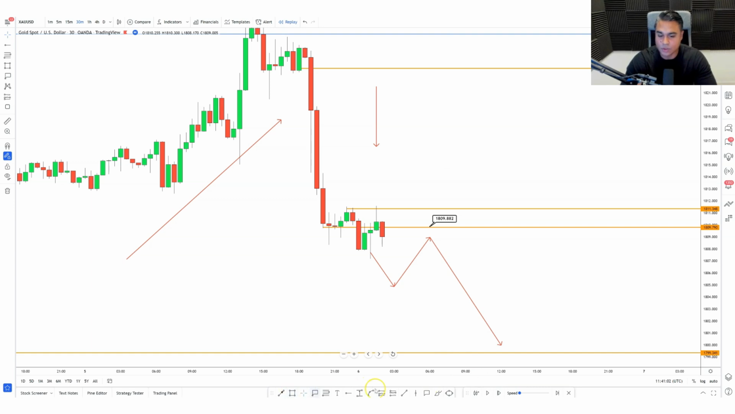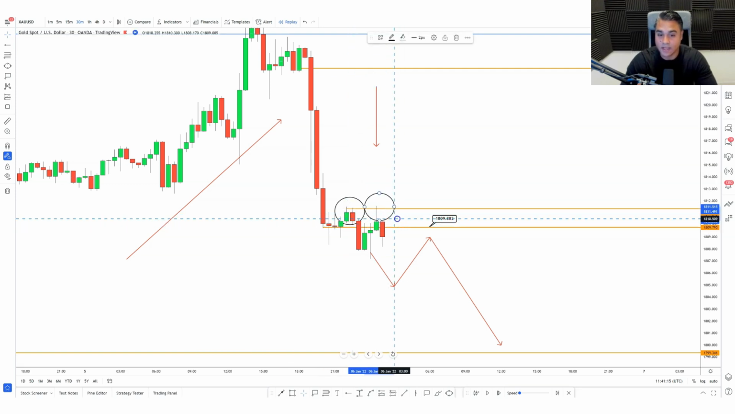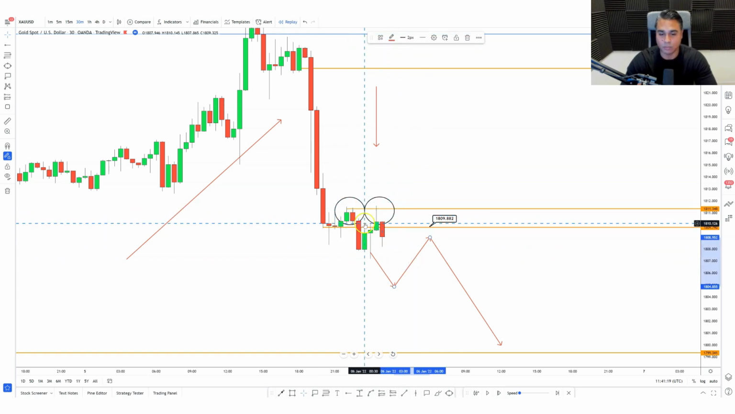Now, one of the most common patterns that I trade is double tops and double bottoms. And if you can see here, if I get this right, finally got there. We have a structural lower high, and now we have price coming back into that structural lower high, creating what we call a double top.